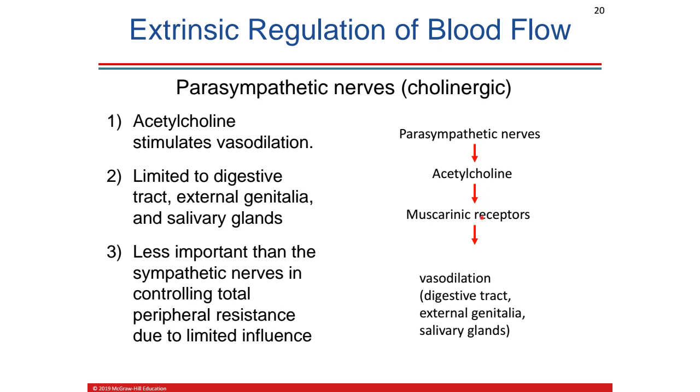And so acetylcholine acting on muscarinic receptors leads to vasodilation in the digestive tract, the external genitalia, and the salivary glands. But as I said, again, it's just not as big an effect as the sympathetic nervous system. These are important for just a very select group of things. When you're resting and digesting, then you would have increased blood flow, and this would in fact be helped by the parasympathetic nervous system.